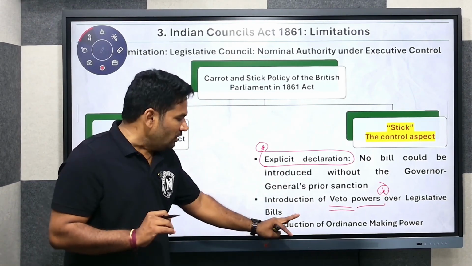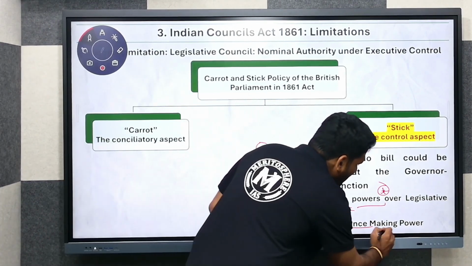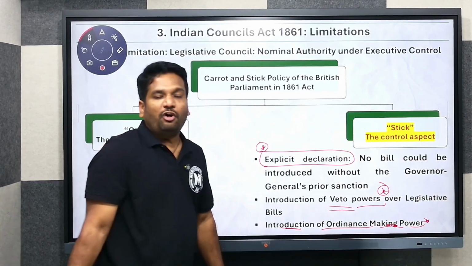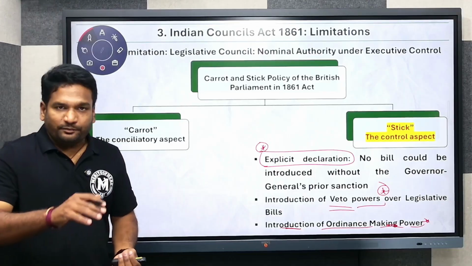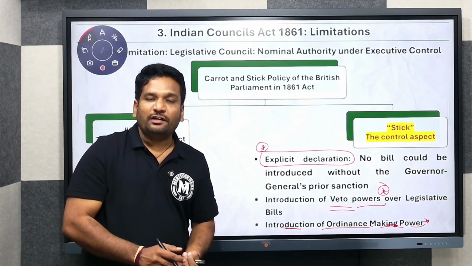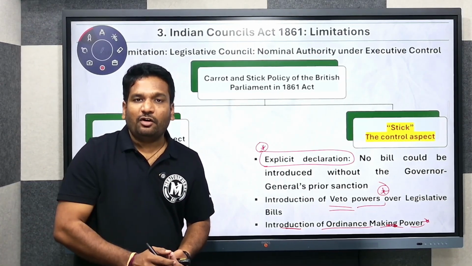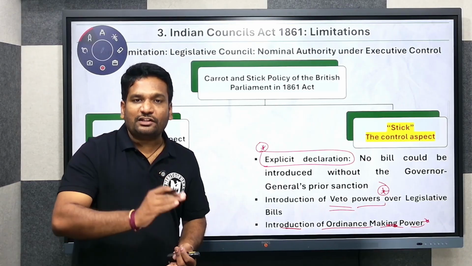So veto powers were granted through the 1861 Act to make sure that some control measures were there. Also, the introduction of ordinance making power. So ordinance making power was a dent on the Indian Legislative Council. Veto power, the same thing. So it actually reduced the authority of the Indian Legislative Council.